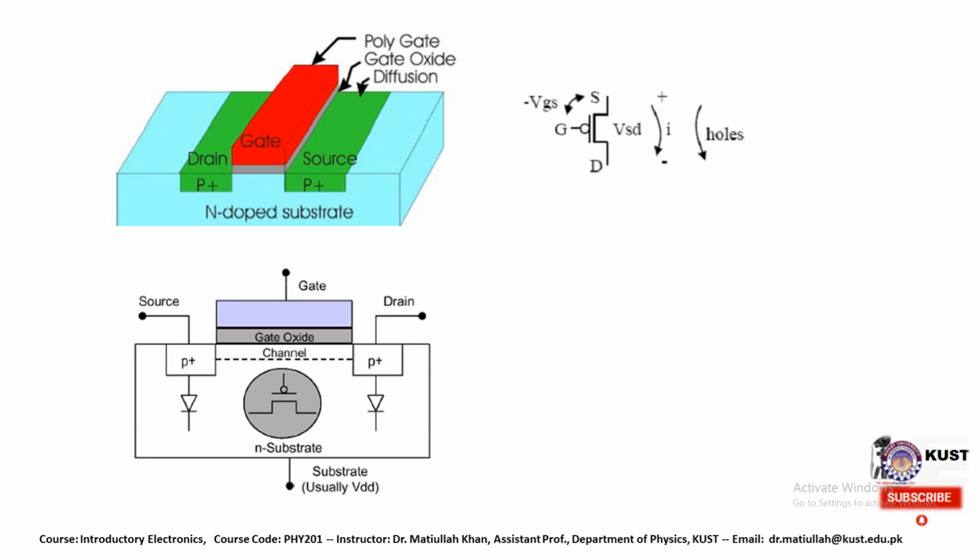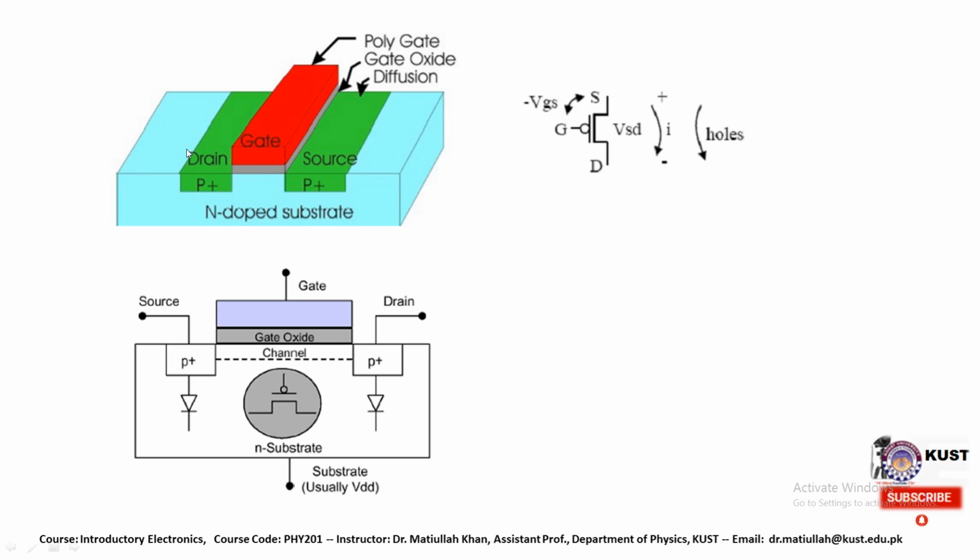Let's come to the other explanation of this, the 3D view of this metal oxide field effect transistor. Here is the gate that is grown above. This is the 3D view, and this is the source and drain. Both are made from p-type material, so the majority carrier in this region is a hole and the minority carriers are electrons.